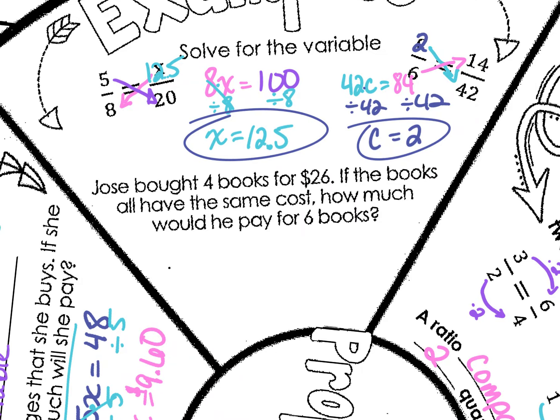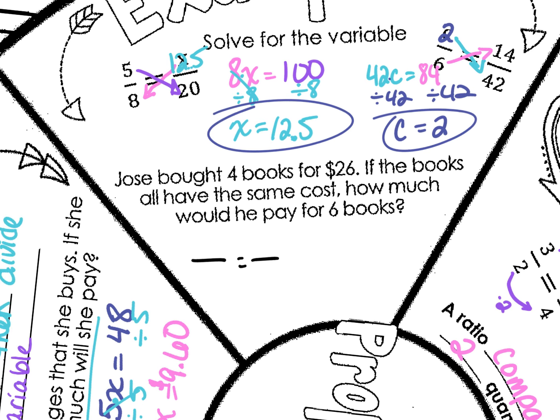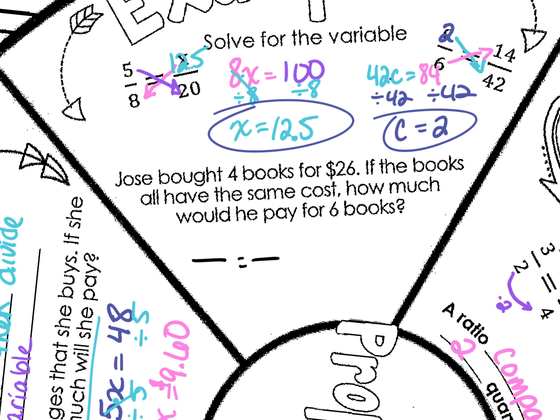Okay, so now we're going to set up a proportion. It says Jose bought 4 books for $26. If the books all have the same cost, how much would you pay for 6 books? So you just need to start with the label. So I'm going to go books, and I'm going to go money. It doesn't really matter on these. If you want to reverse it because you want to keep consistent with money on the top and books on the bottom, you can do that.